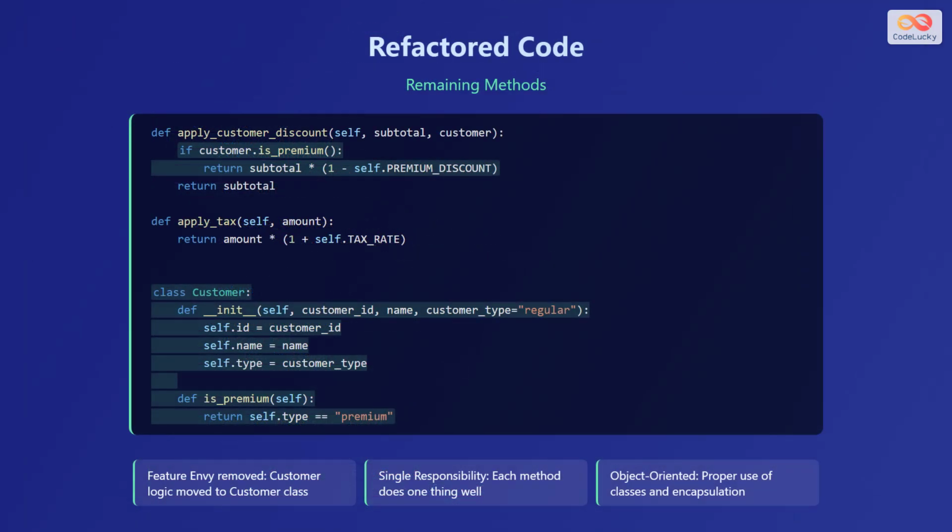This slide shows the remaining refactored methods to calculate prices. We have the apply customer discount method to apply discount based on customer type, and apply tax method to apply taxes on the amount. We have another class customer, which encapsulates customer-related information and logic. The feature envy code smell has been removed by moving the customer-related logic to the customer class. With this, the code now has single responsibility as each method does one thing well. Also, the code is object-oriented with proper use of classes and encapsulation.